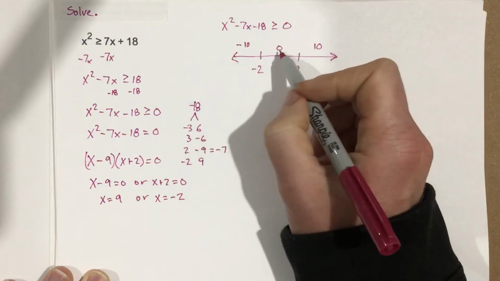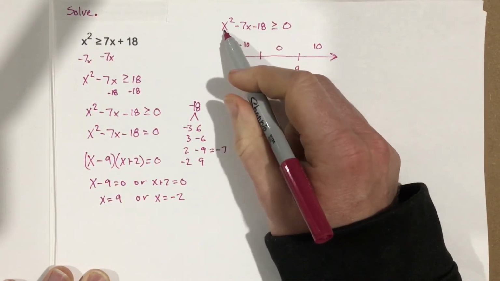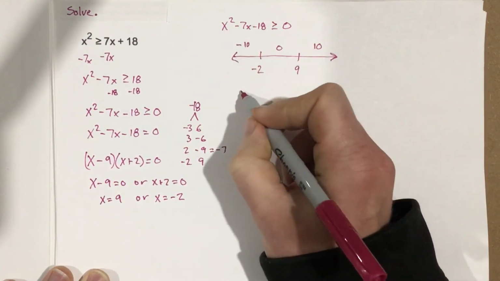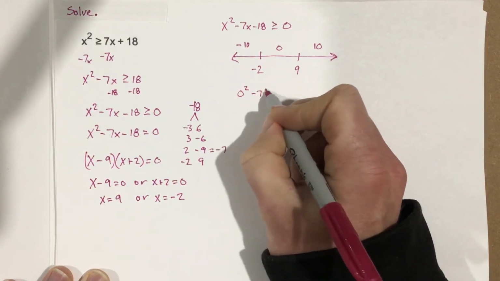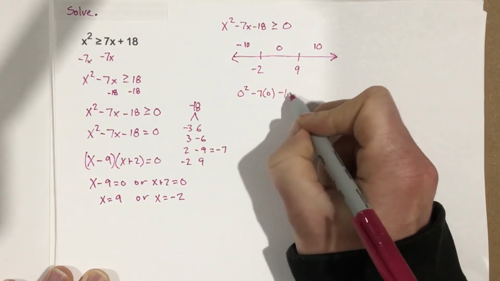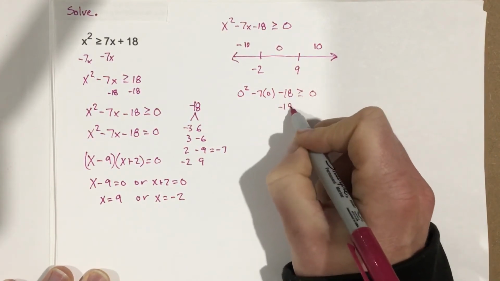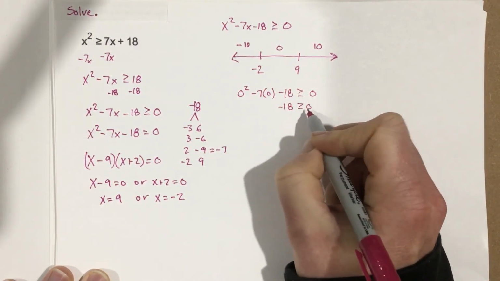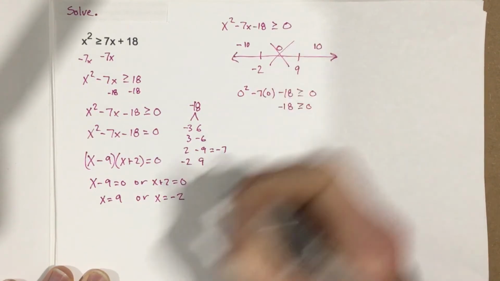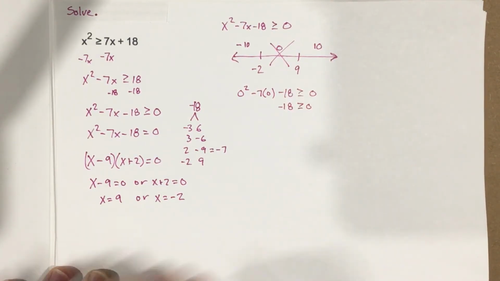Let's start with 0. It's the easiest. When we plug it in, we're going to get 0 squared minus 7 times 0 minus 18 greater than or equal to 0. So you end up with negative 18 greater than or equal to 0. Is that true? No. So now we're going to go to the negative 10 part.